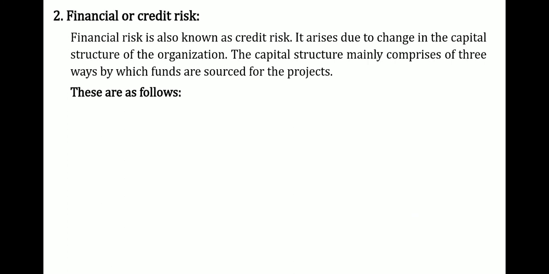And next, the second type in the unsystematic risk, that is financial or credit risk. Financial risk is also known as credit risk. It arises due to changes in the capital structure of the organization. The credit risk arises due to changes in the capital structure of the organization.